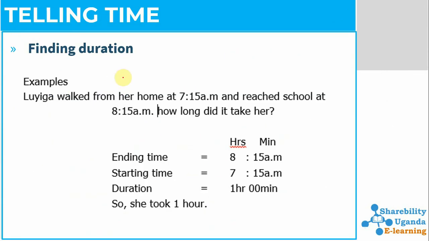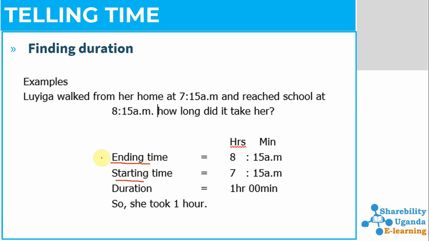Okay, so here we shall now be looking at finding the time duration. Remember, we have been able to see how we tell time in AM and PM. Now we can tell the time duration. Time duration means the time you take to do something. That means we are going to have a starting time, and also an ending time.